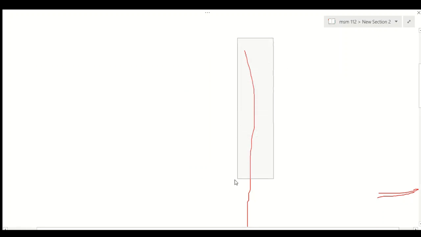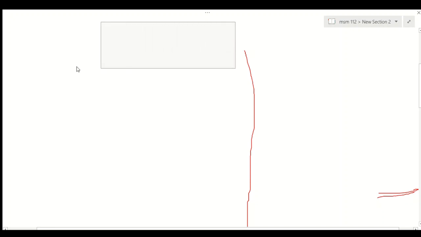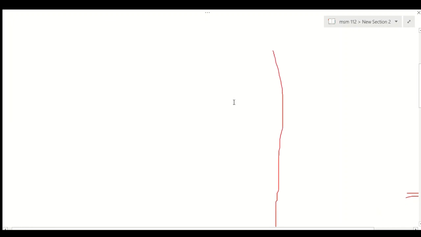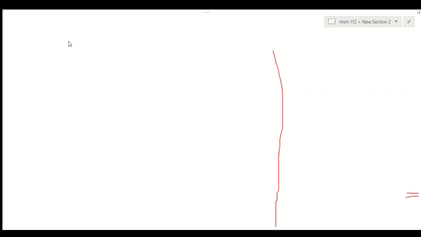Let me erase this. There is this secret which I have to show you here. Let's say you've got f of x equal to x to the power n. When you want to differentiate this, you can say this is the same as y. Where there is f of x, you can put y is equal to x to the power n.